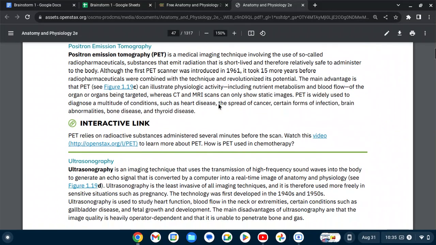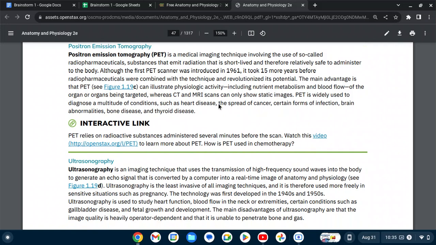Positron emission tomography. Positron emission tomography is a medical imaging technique involving the use of so-called radiopharmaceuticals, substances that emit radiation that is short-lived and therefore relatively safe to administer to the body. Although the first PET scanner was introduced in 1961, it took 15 more years before the radiopharmaceuticals were combined with the technique and revolutionized its potential.